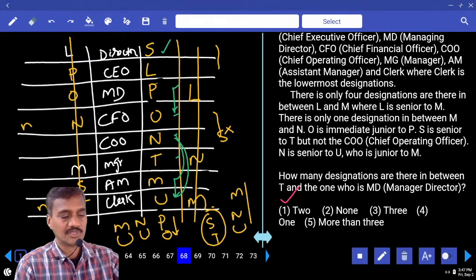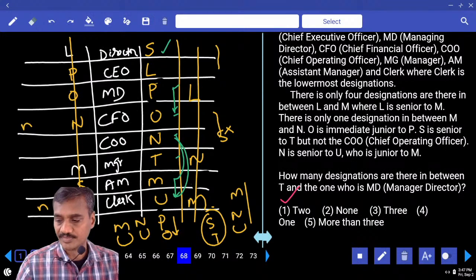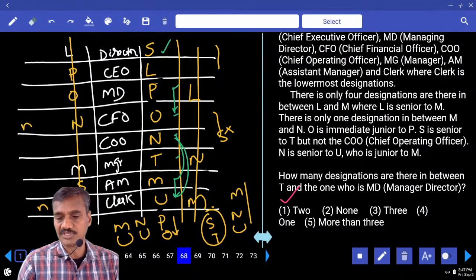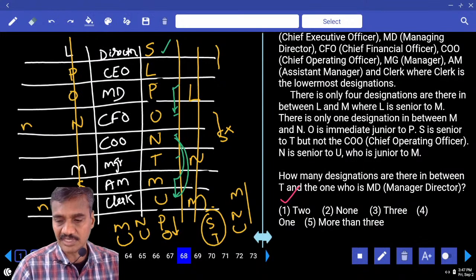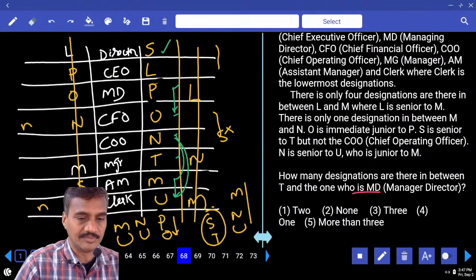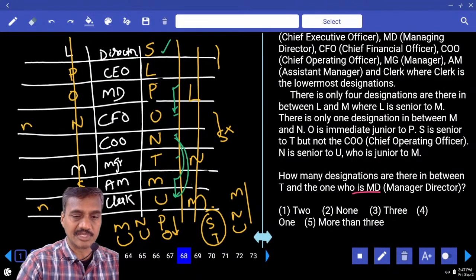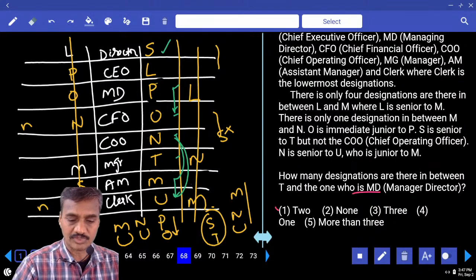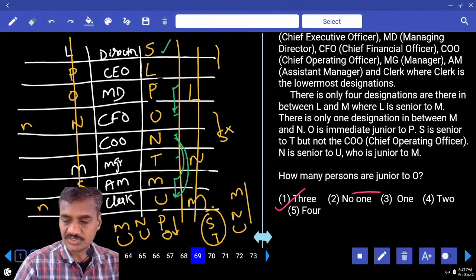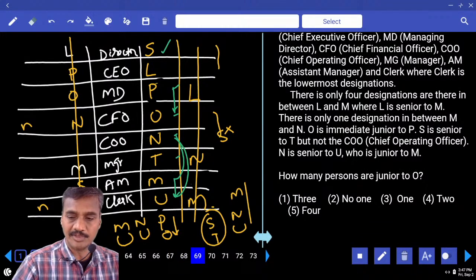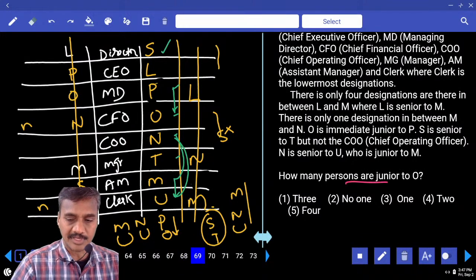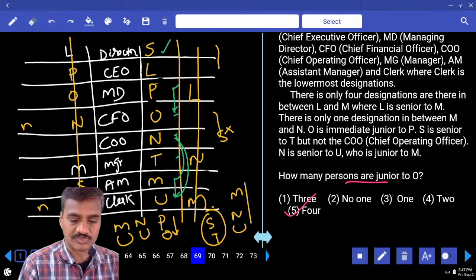Then 68. How many designations are there in between T and the one who is MD? Now between T and MD there are only 2. That is choice 1, question number 68. And 69. How many persons are junior to O? There are 4 persons junior to O, choice 5.